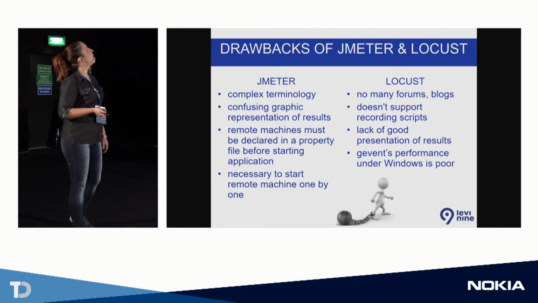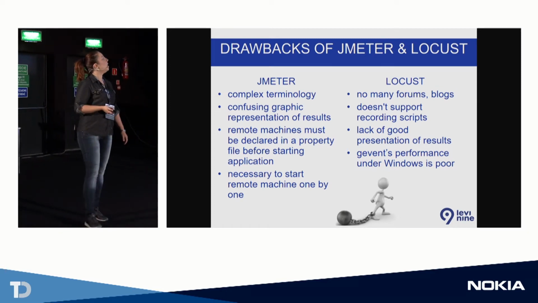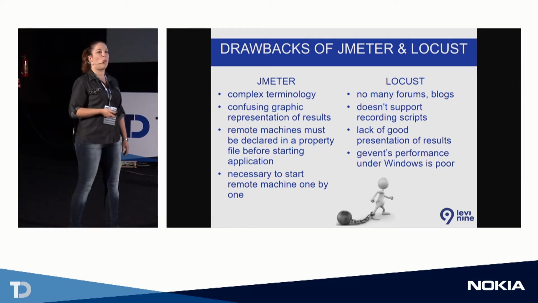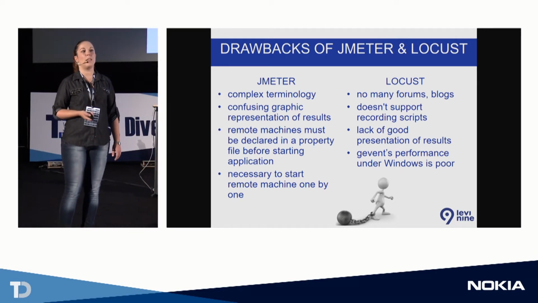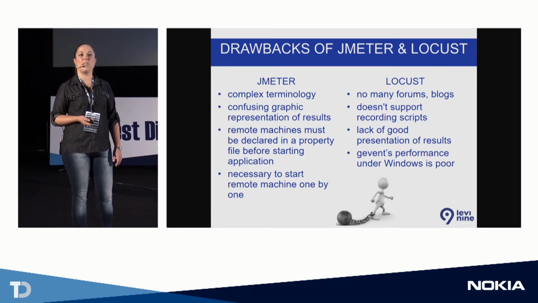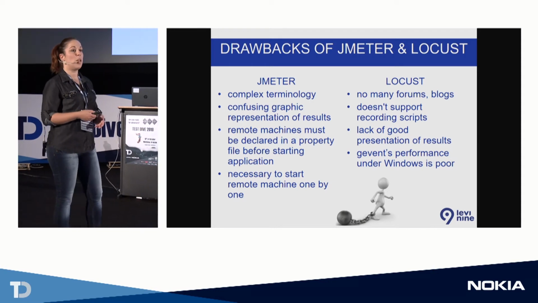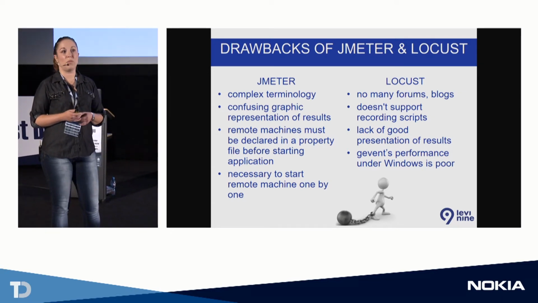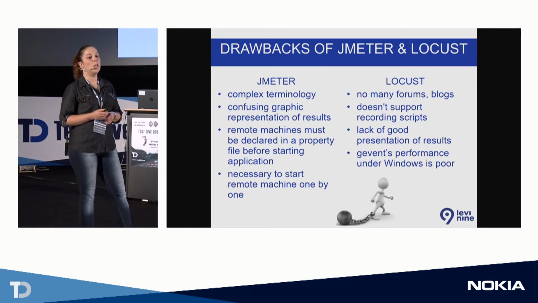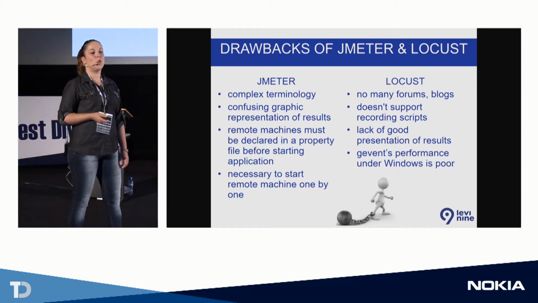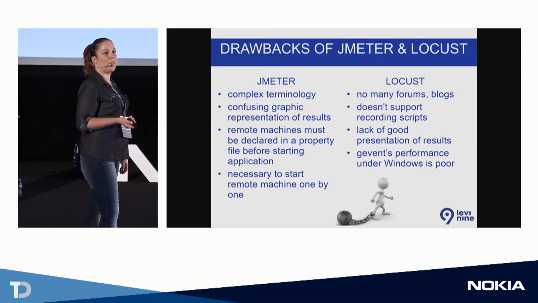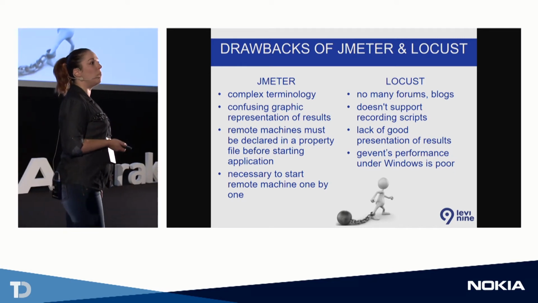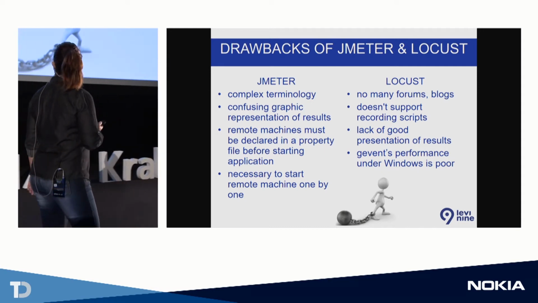But it is complex terminology, sometimes confusing graphics and representation of results. So when you have like 1,000 requests in one test plan and a lot of users, you've got one table with all that data, response time and speed, and all those things. It's very hard to track all that data. Also, with JMeter, we have a problem with remote machines that must be declared in a property file before starting the application. And also, we must start the remote machine before our test plan. Sometimes that is very bad.